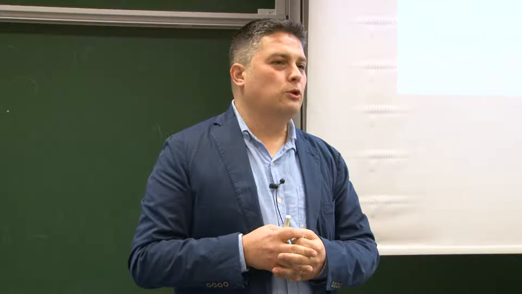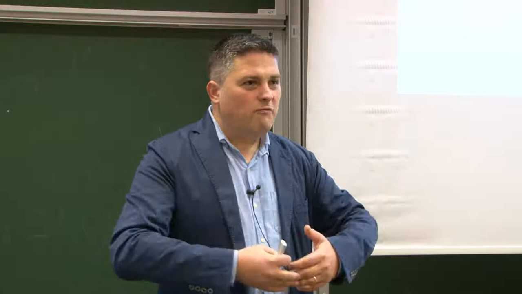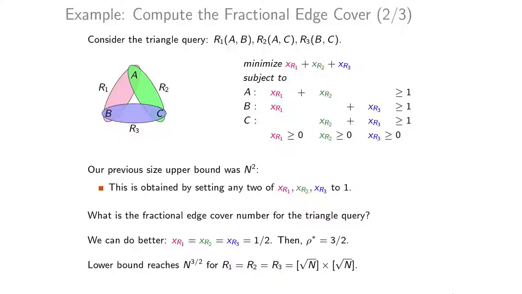In general, we don't talk about very specific databases here. The analysis we do is this: if you give me any database of size n, what can you say in the worst case about the size of the result? And this is what we can say. In particular, we can match this upper bound with this database, where every relation is just a Cartesian product of two unary relations.